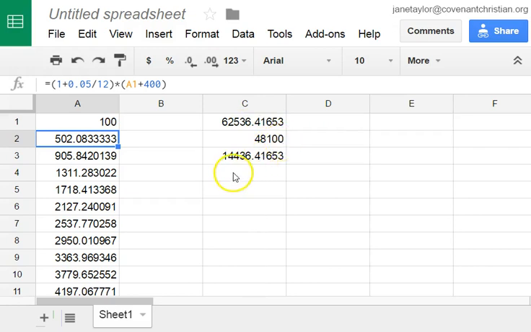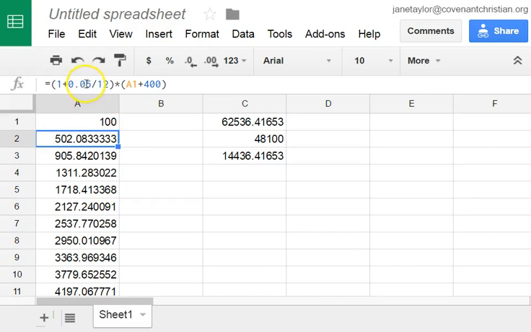$48,100 of which I deposited, $14,436.42 of interest. So starting out, well, that started out with 100. I meant to put 1,000 in there. So this is actually just starting out with 100 and adding 400 every month. So what if I started out with 0 and added every month? So I can just go ahead and change that because this automatically picks up the previous amount.